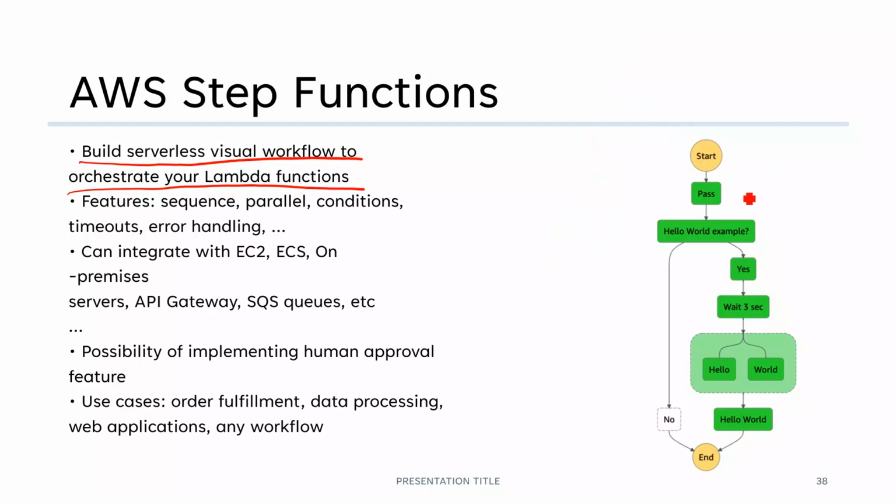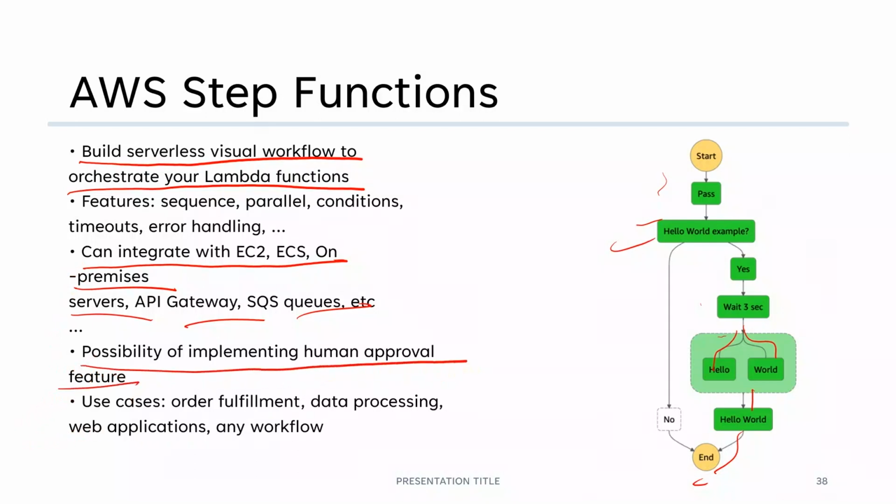So if you see this diagram over here, you start, pass, hello world example. This is an example. Wait for 3 seconds, otherwise invoke any Lambda functions, and then end. You can integrate with EC2, ECS, on-premises servers, API gateway, SQS queues, whatever you want, you can just include in your step function. So step by step, whatever instructions you give, it will get executed. There is also the possibility of implementing a human approval feature, so you can keep an approver in between the steps who can approve, okay, you are okay to go to the next step or something like that.